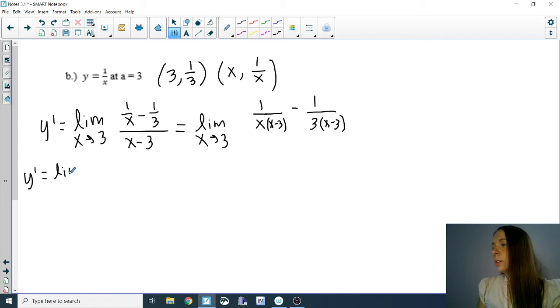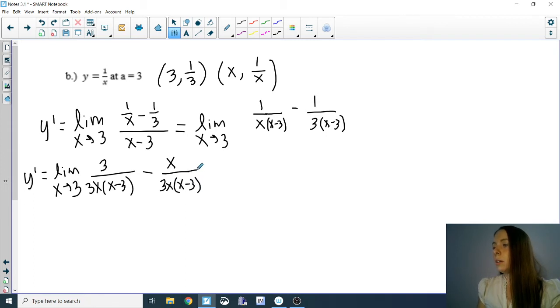So let's bring along our limit. And again, this fraction is getting multiplied by 3/3, so it will be 3 over 3x times the quantity x minus 3. Minus, this fraction needs to get multiplied by x, so it will be x over, let's just put it in the same order, 3x over x minus 3.